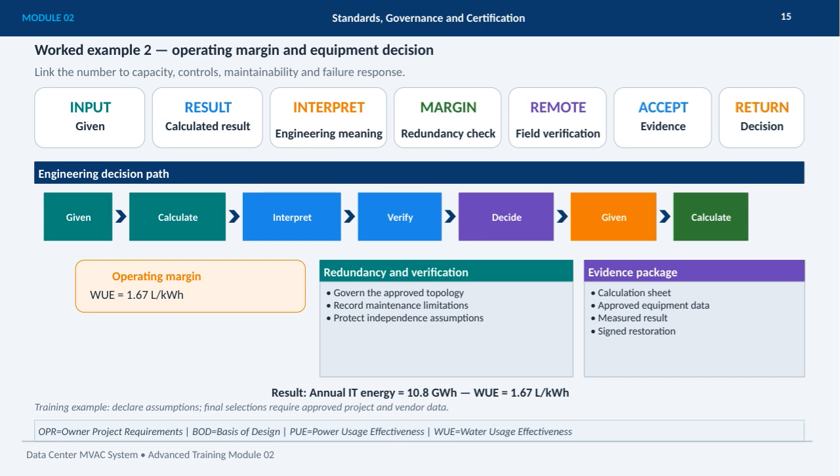The evidence package includes calculation sheets, approved equipment data, measured results, and signed restoration documentation, all critical for compliance and quality assurance. Finally, the decision phase ties everything together, using the gathered data and verification to guide project choices. Remember, while this training example declares assumptions, final decisions must be based on approved project and vendor data. This structured approach ensures that engineering decisions are robust, traceable, and aligned with project requirements.